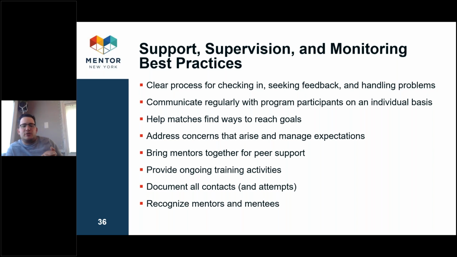You also use the opportunity to recognize mentors and mentees, right? You can have a monthly mentor of the month or mentee of the month or both, or something like that. It can be a really good time to use that as an opportunity to do that. We recommend making sure you're checking in with mentors, mentees, and families all at least once a month. And typically, we recommend doing 2 check-ins the first month of the match as well.